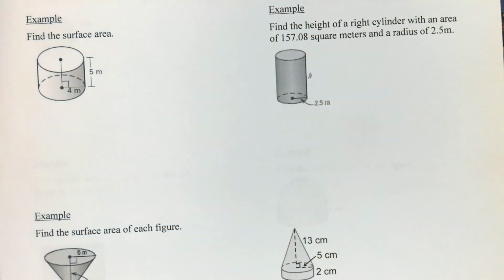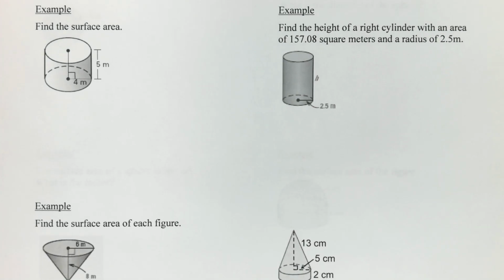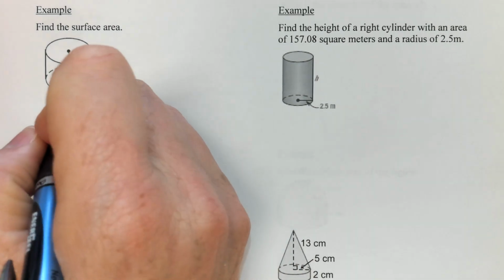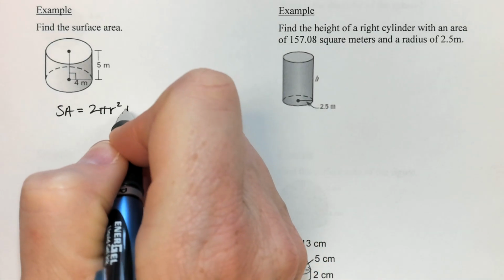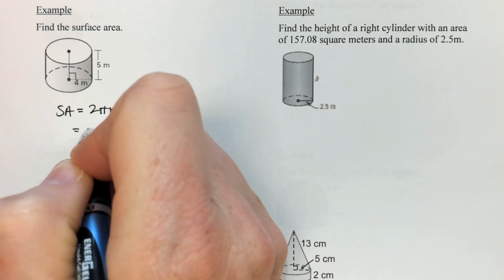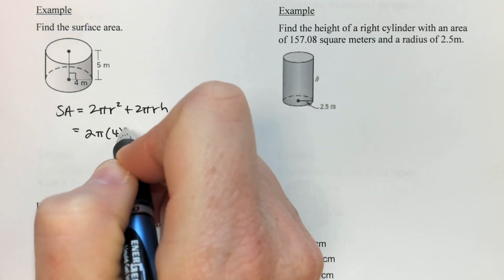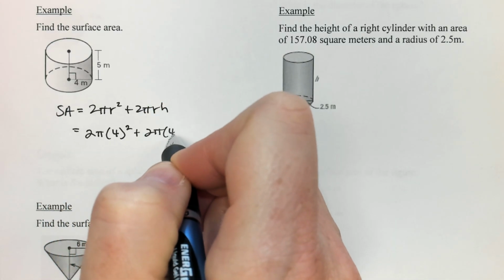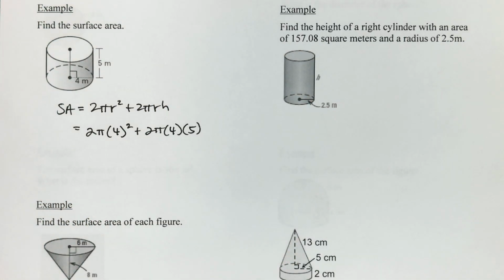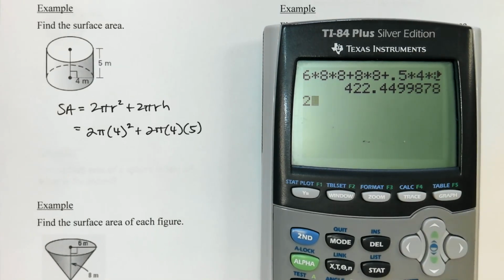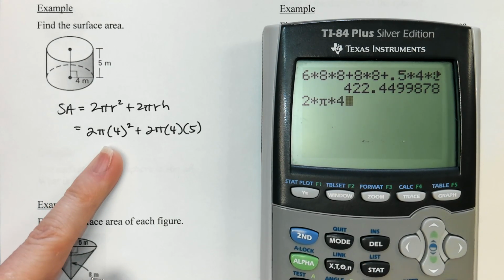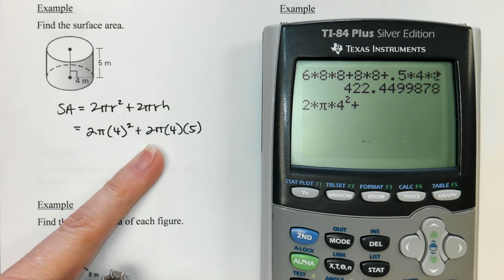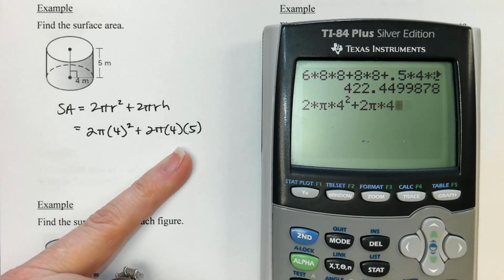So I'm just going to follow our formulas and we're going to try a couple of problems. First one says find the surface area of this cylinder. You're going to find that cylinders are pretty straightforward. So this is supposed to be 2 pi r squared plus 2 pi r h. So 2 pi, my r is 4, squared, plus 2 pi, we just said it was 4, and the height is 5. So pretty straightforward. We're just going to type that one in. 2 times pi times 4 squared, and then adding that to 2 pi times 4 times 5.